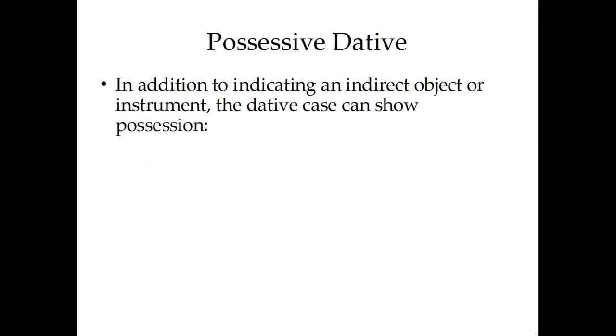Possessive dative. In addition to indicating an indirect object or instrument, by means of which something is done, for instance, the dative case can show possession. Este moi pillas. Moi, of course, we just learned, is the unemphatic dative singular form of ego, I, so this is basically to or for me. Este, of course, means he, she, or it is. Pillas is a friend. There's no definite article, so we would, in most cases, translate this as a friend.